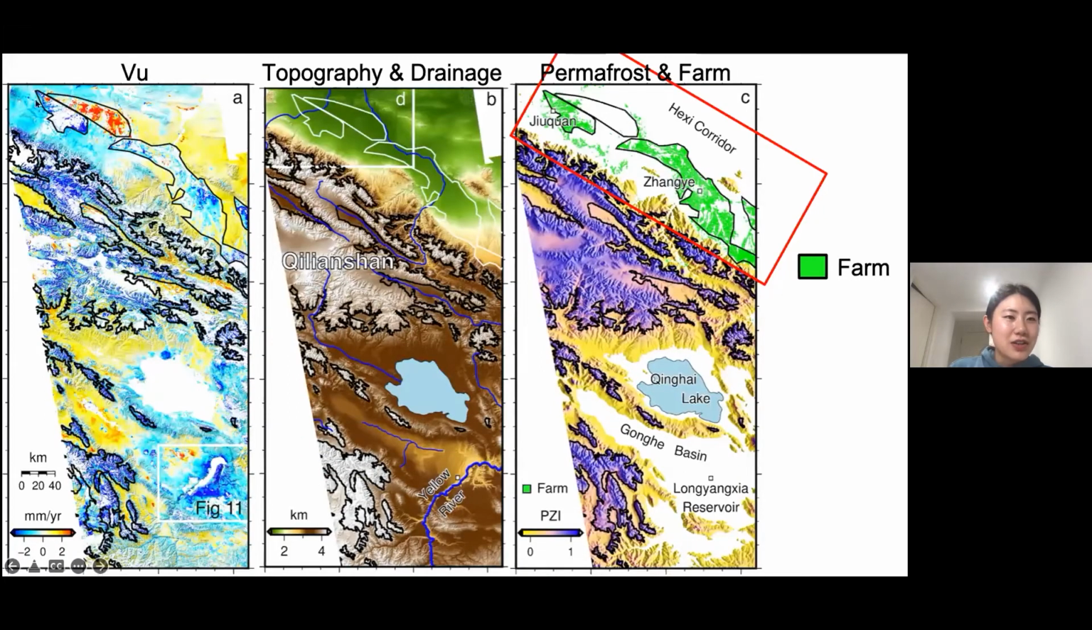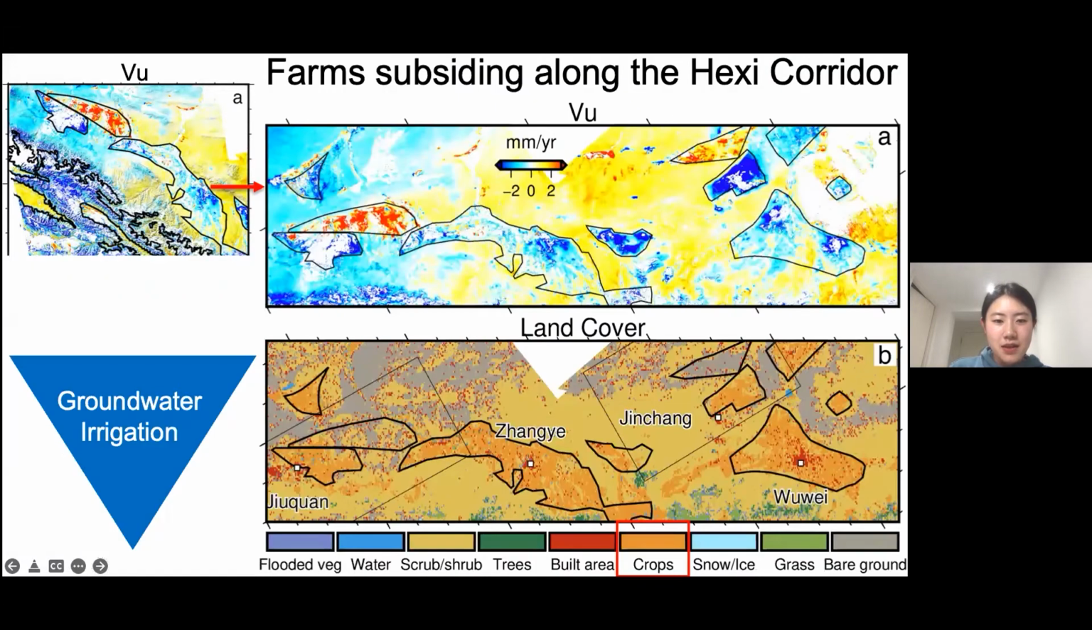And we notice there are some polygons in the north, away from the Tibetan Plateau. And these polygons agree in shape with pixels that are classified as farm. By farm, I mean crops in the land cover map. And we can see they match each other very nicely in shape.